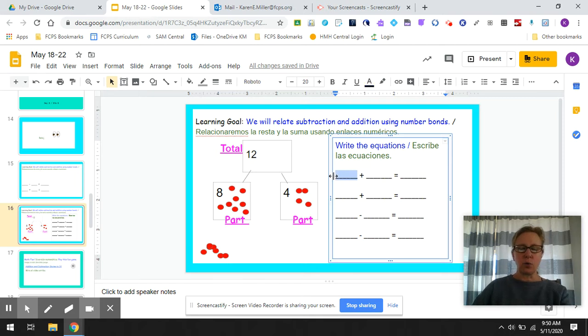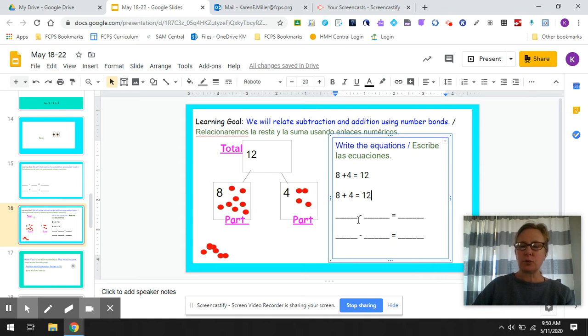So this is how I'm going to write my equations to the side. 2 parts, 8 plus 4 equal 12. Remember, the addends can be in any order and it will still give you the same total. So that is going to be my next equation.